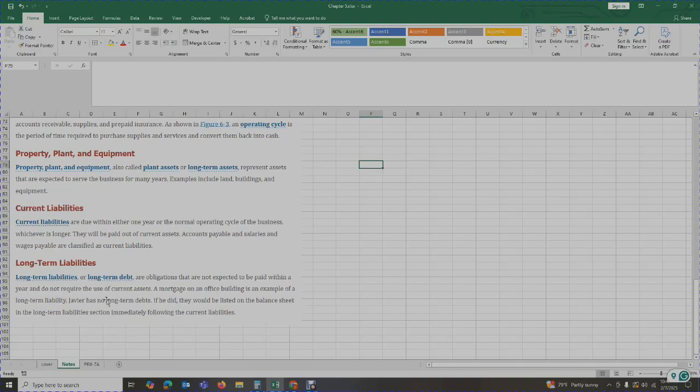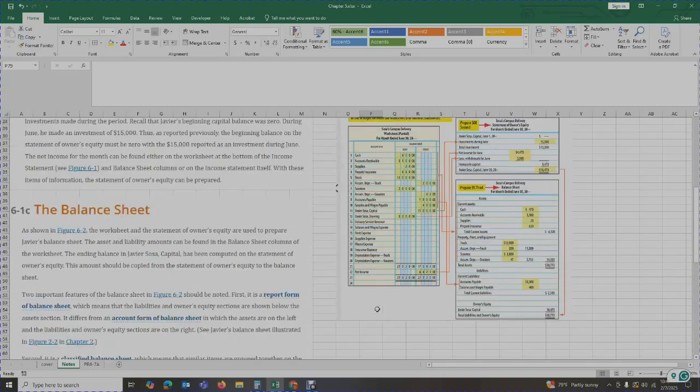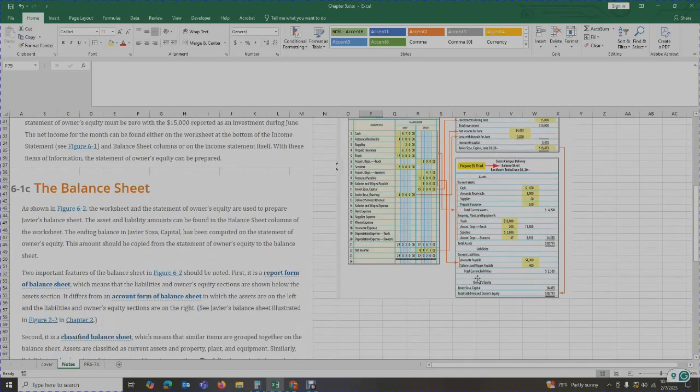Now, long-term liabilities or long-term debt, these are obligations that are not expected to be paid within a year. A mortgage on an office building is an example of a long-term liability. Maybe you buy a car and you're going to pay it in a 6-year term. That is a long-term liability. You owe the money in fixed installments for the next 6 years. So it's just a matter of classifying. Current is anything that is due within a year. Long-term is anything longer than a year. So those are two of the key changes in our balance sheet, but the concept remains the same. We are to balance our total assets to our total liabilities and owner's equity.